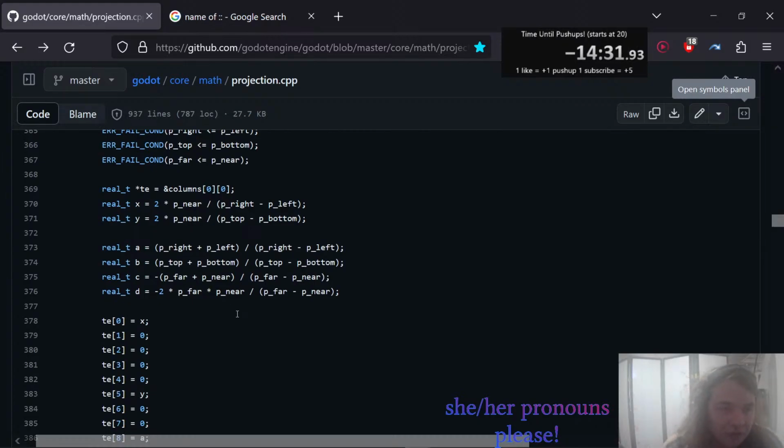Real T times TE equals ampersand columns of 0, 0. Real TX equals 2 times P near divided by P right minus P left. Real T Y equals 2 times P near divided by P top minus P bottom. Real T A equals P right plus P left divided by P right minus P left. Real T B equals P top plus P bottom divided by P top minus P bottom. Real T C equals minus P far plus P near divided by P far minus P near. Real T D equals minus 2 times P far times P near divided by P far minus P near.